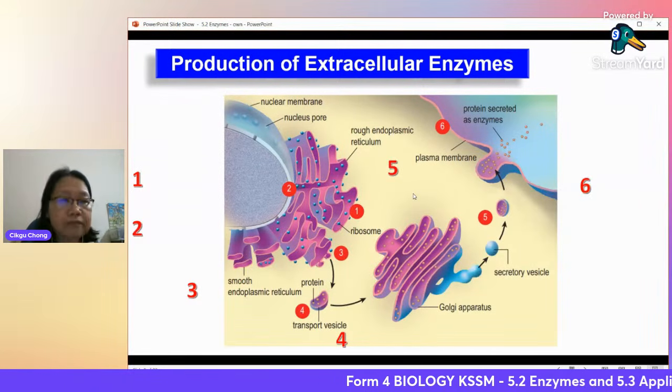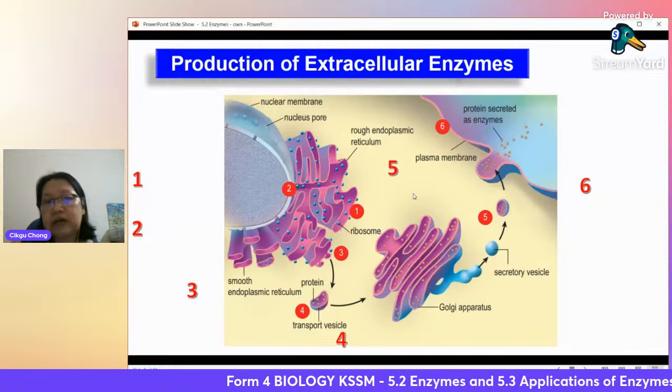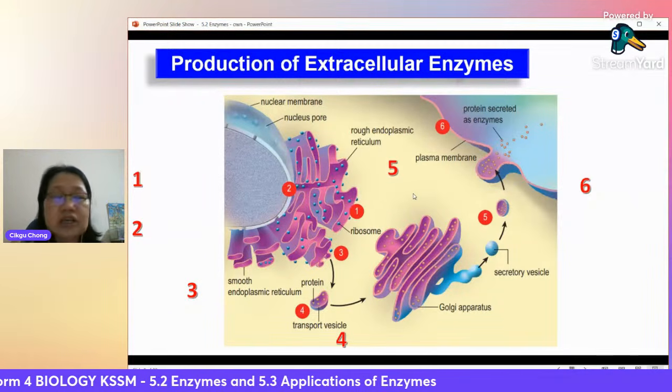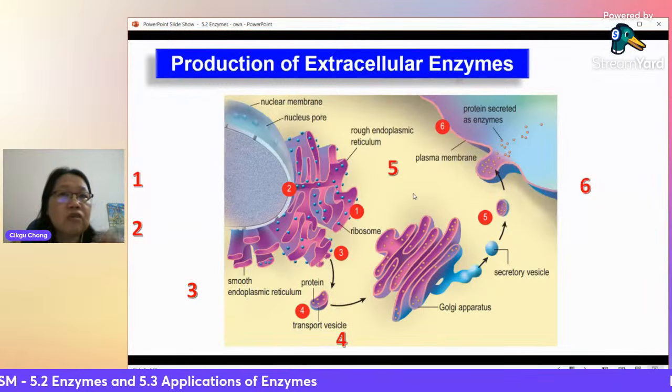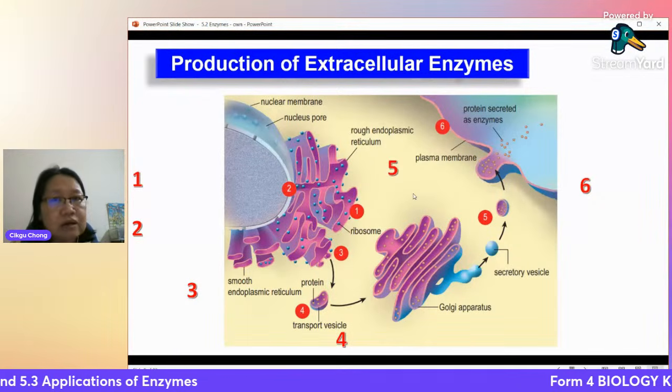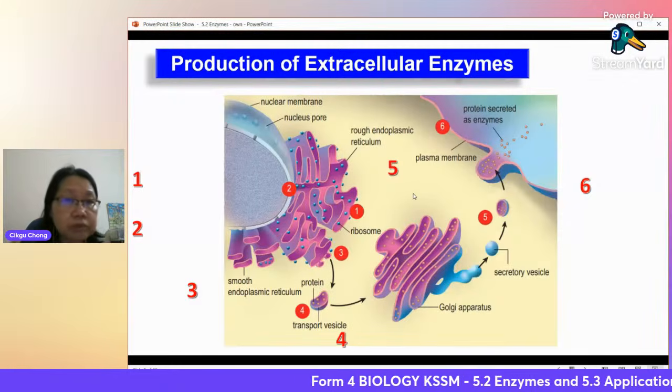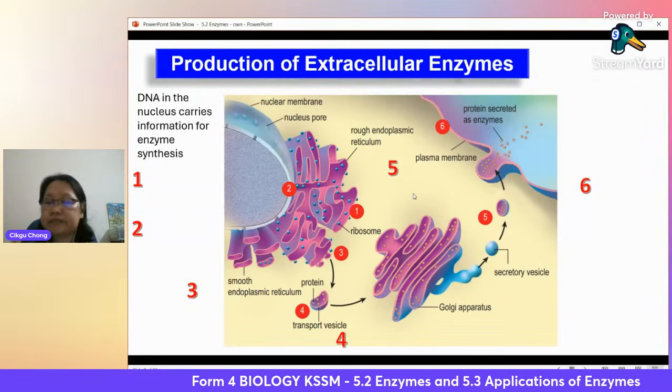Okay, now number one, the formula. If you want to make something, you must have a recipe. You want to make a certain dish, you have a recipe. You need the raw materials. So the recipe, or we call the blueprint, on how to make the enzyme or how to make the protein, it is inside the DNA.